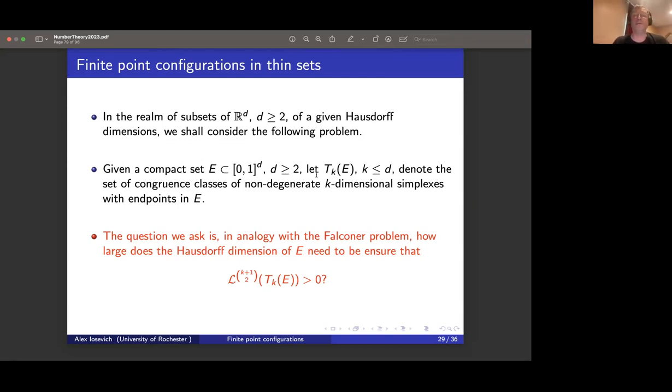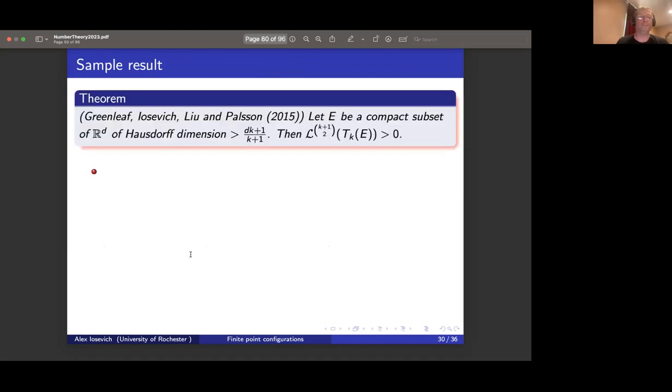And the same thing is true of simplices of dimension k, where k is less than or equal to the ambient dimension. You can also consider congruence classes of point configurations where k is bigger than d. And this is a fascinating subject that I don't have time for today. Okay. So let me give you a simple result. I'm not going to describe the full zoology of results in this area, but just a simple result.